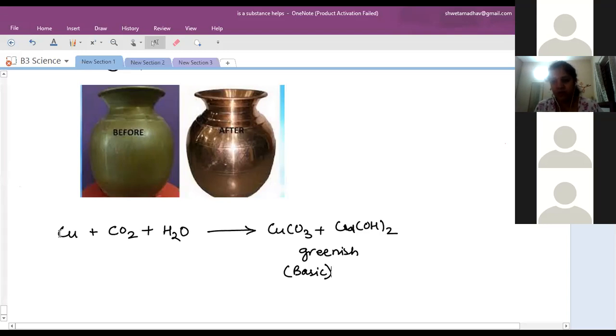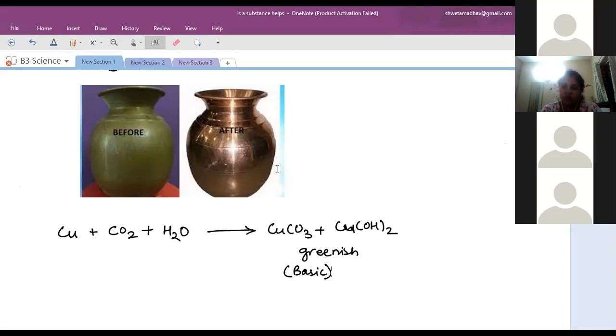We won't get it back. So layer by layer, after some years, you can see holes or breakage in these containers due to the removal of copper layers, because every time we wash, a new layer of copper gets washed away. So whatever shiny brown you got after cleaning has lesser mass as compared to before. Clear, ma'am? Yes, ma'am.